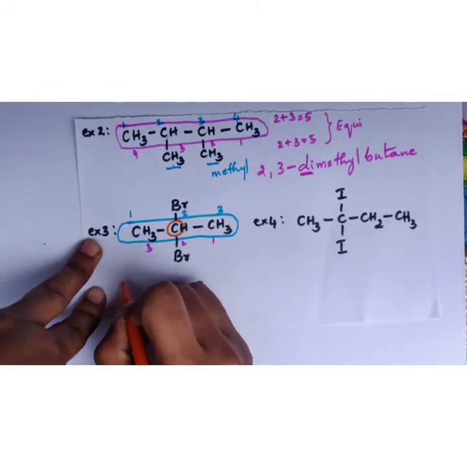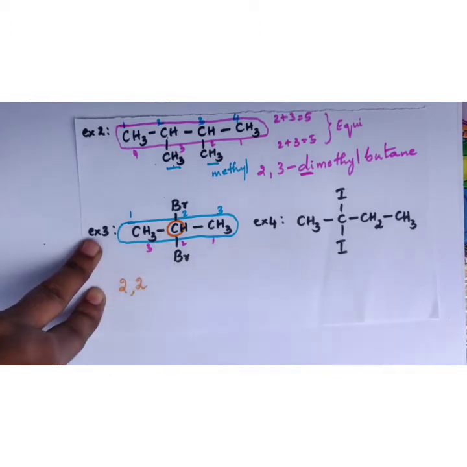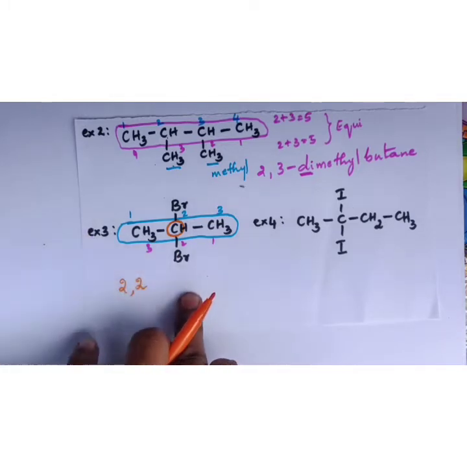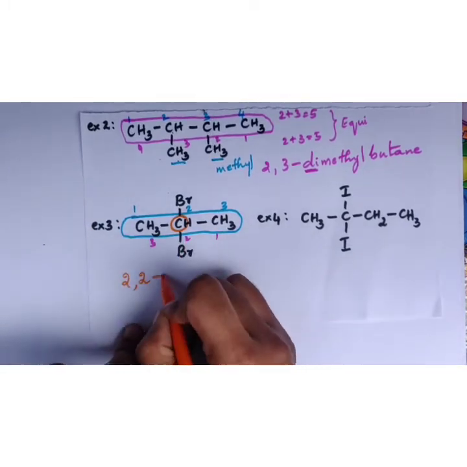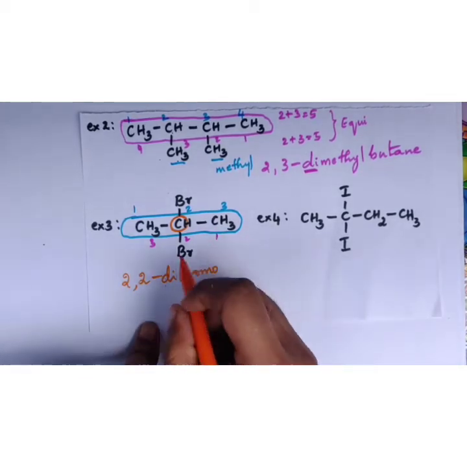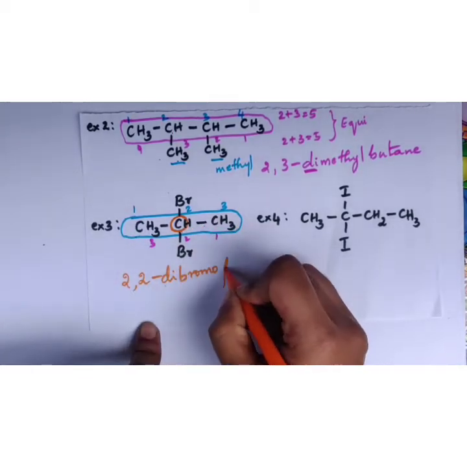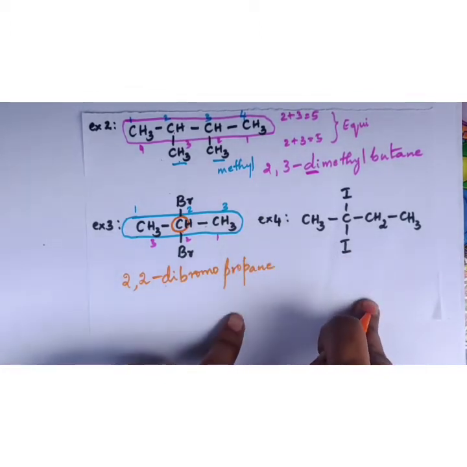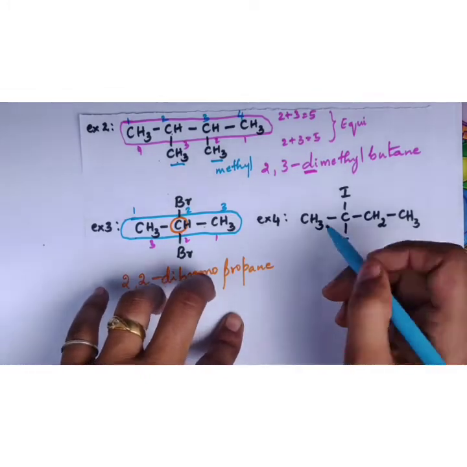So when you number it, it is 2, 2. You can't simply write only 2. 2, 2 dibromo. So 1, 2, 3. So it is propane. 2, 2 dibromo propane. Let me go to the next example now.